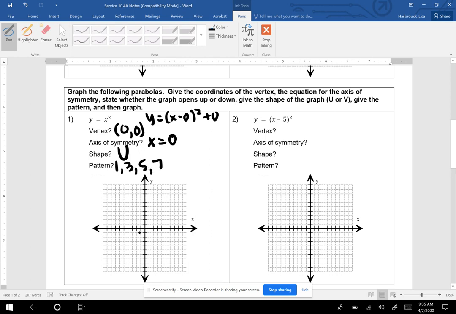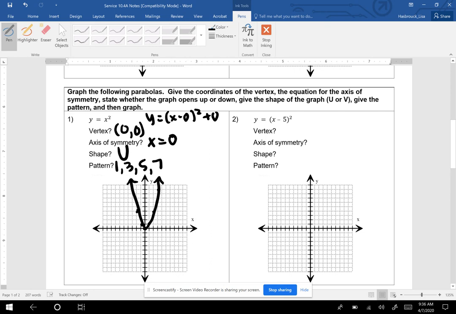So now I can graph it. I start at 0, 0, and I use my pattern. Over 1, up 1, over 1, up 3, over 1, up 5. And we do that on both sides of our vertex. Then I draw lines with arrows, and I'm done. Now notice that this graph, it opens up, okay? It's a right side up U. So that means when it says whether it graphs up or down, opens up or down, it opens up, okay?